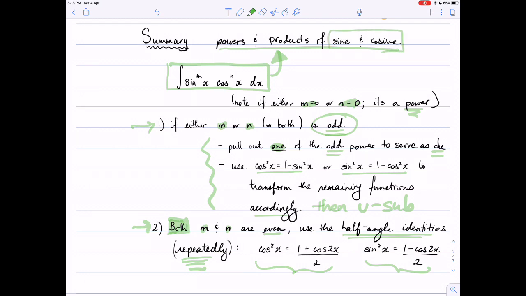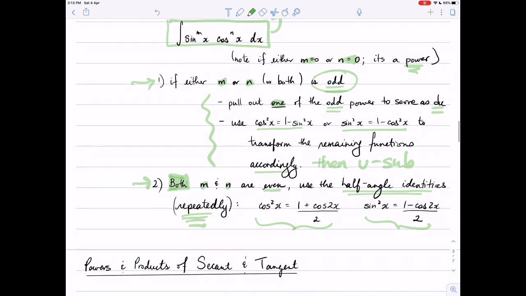So we're going to leave it there for this video. In the next video, we're going to come back and look at the powers and products of the secant and tangent, which is going to have a whole other set of rules and situations.